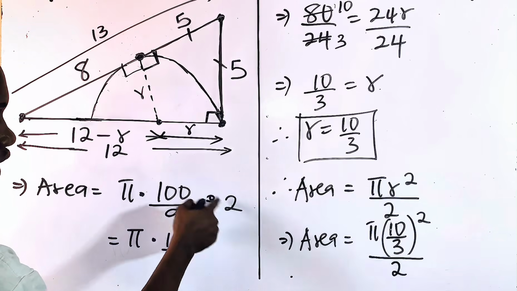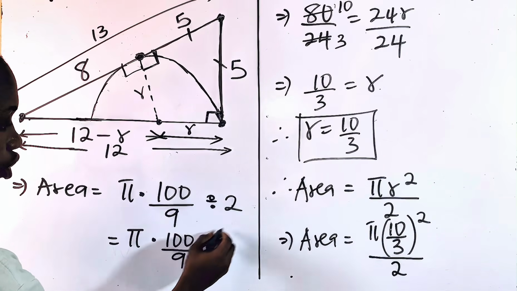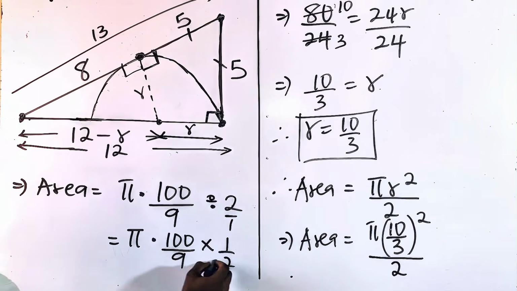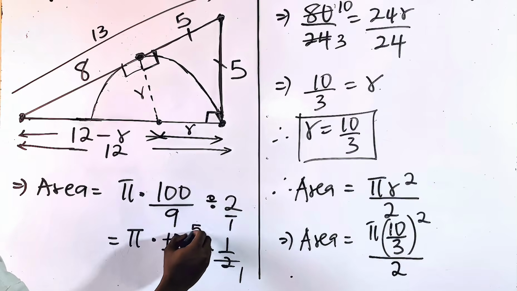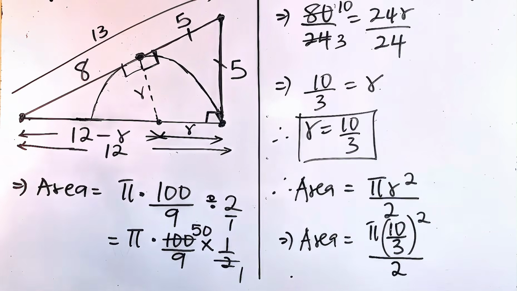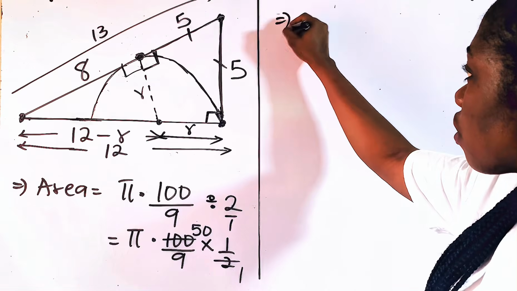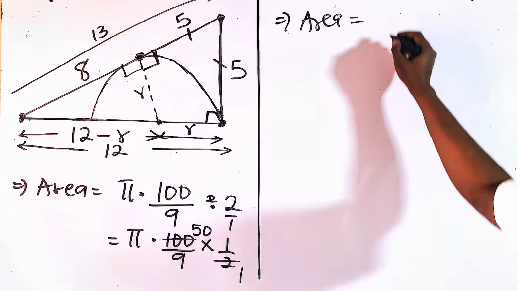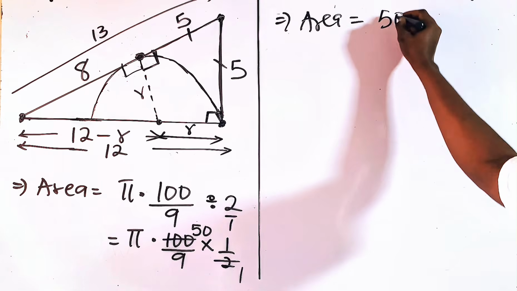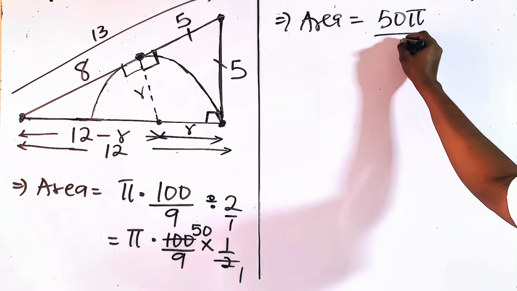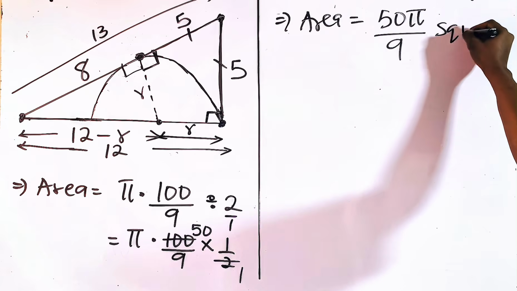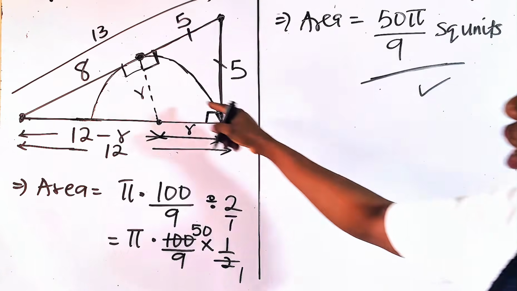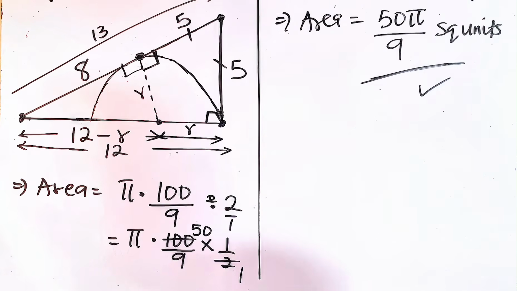Dividing a fraction by a whole number is to invert it, so the 2 becomes a half. And this goes 1, this gives us 50. So simplifying, we now have the area is equal to 50 pi divided by 9 square units. So this gives us the area of the shaded semicircle.